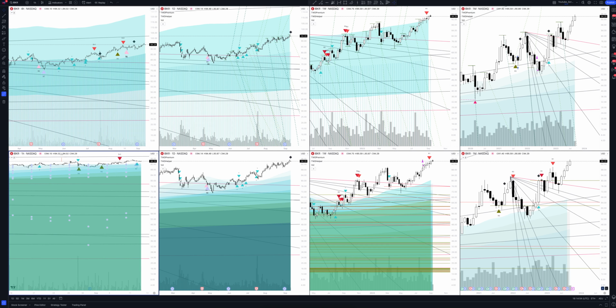Today we will take a look at Interactive Brokers Group Inc. stock. Let's analyze the market situation and find out how you can make money on it. Let's start.